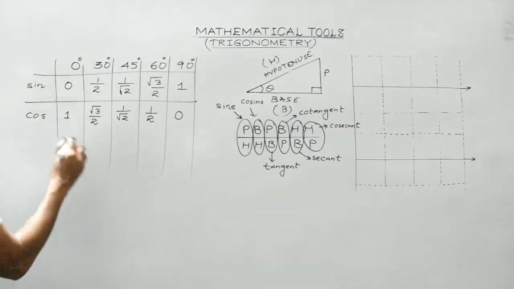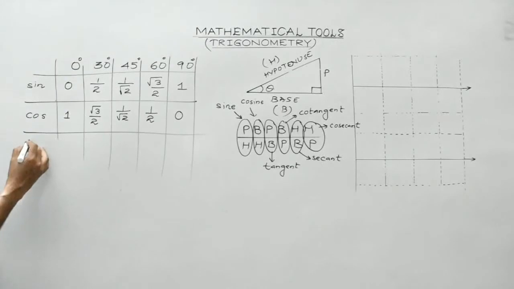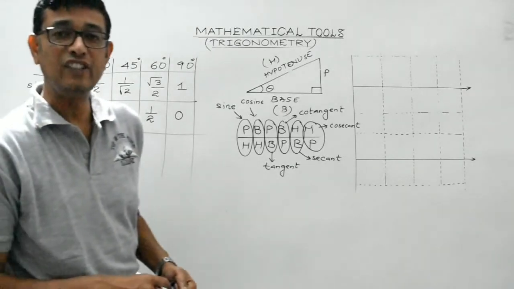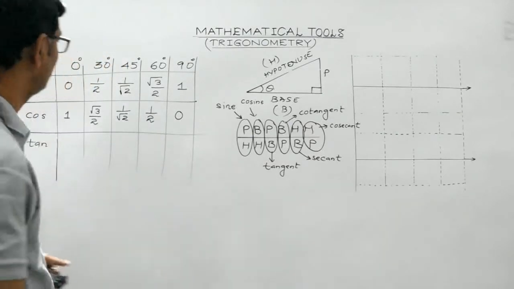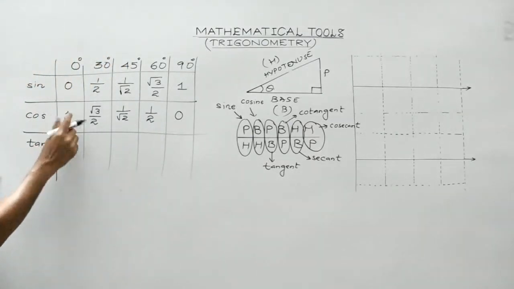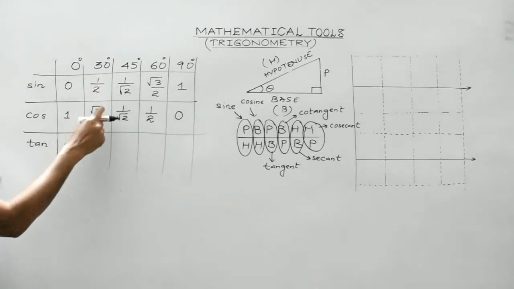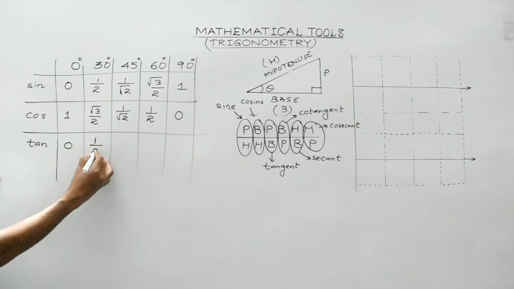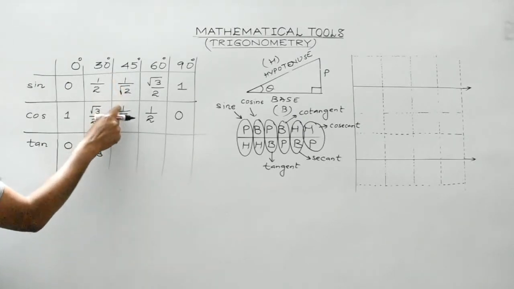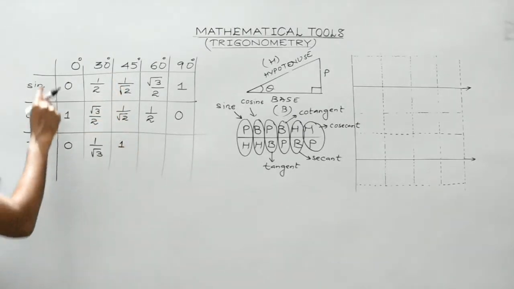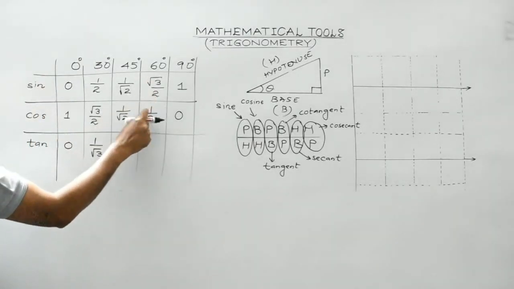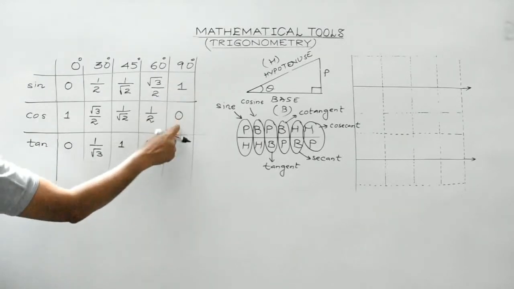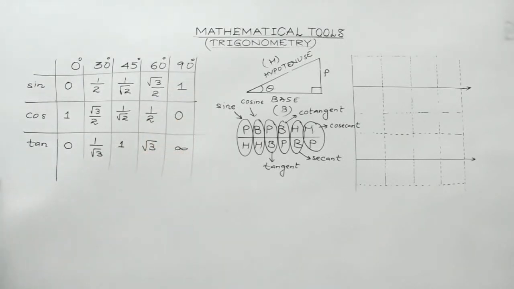You can remember the values of the other trigonometric functions as well. Tan, students, its tangent is sin theta by cos theta. 0 by 1 will be 0. 1 by 2 divided by root 3 by 2, so what do you get? 1 by root 3. 1 by root 2 divided by 1 by root 2 is 1. Root 3 by 2 divided by 1 by 2 gives root 3. 1 by 0 will be infinity or undefined.